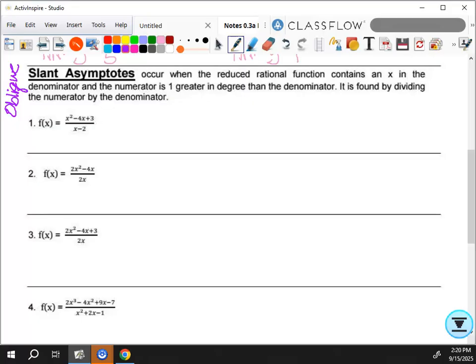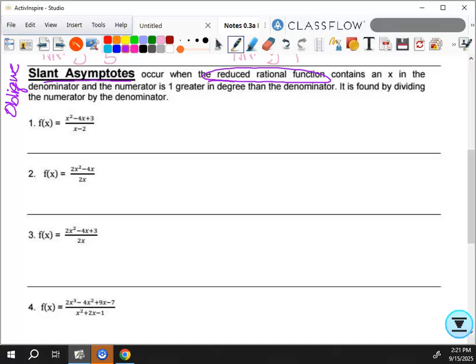That's what oblique means. All right, so your slant asymptotes, those occur when the reduced rational, listen, y'all are awfully squirrely today. Reduced rational, which means you want to find the holes in everything first. Okay, make sure it's completely reduced, and we've looked for all the other stuff first.